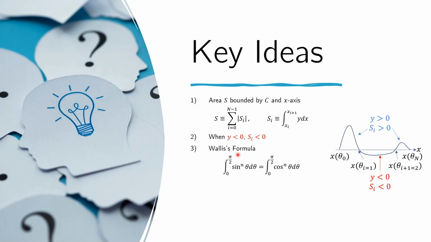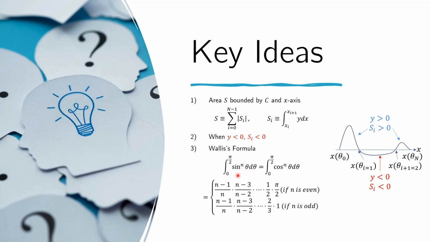And lastly, we have Wallis's formula. So this is a convenient formula. You don't really need this for this problem, but this is going to help our integration. It's going to make it quick. So Wallis's formula says that the integral from 0 to pi over 2 of sine raised to the nth power d theta is equal to the integral of cosine raised to the nth power.